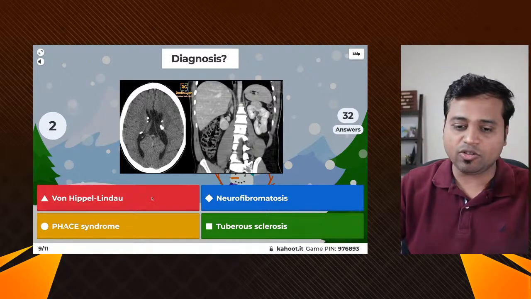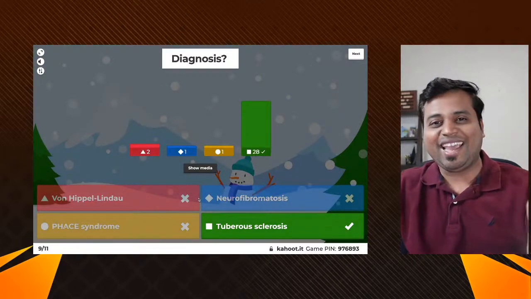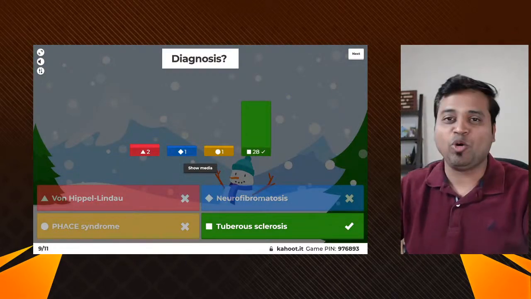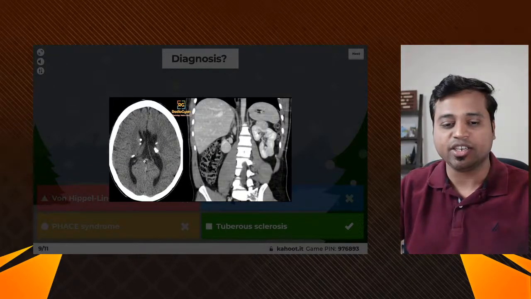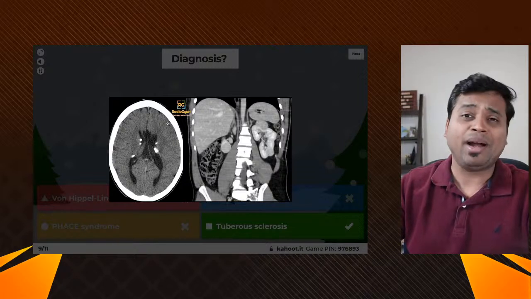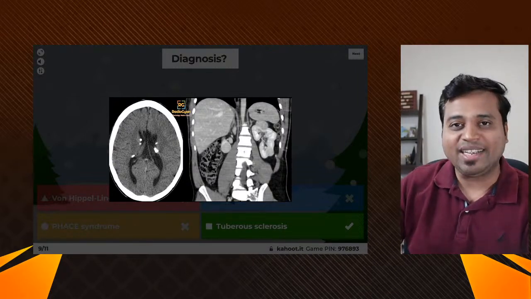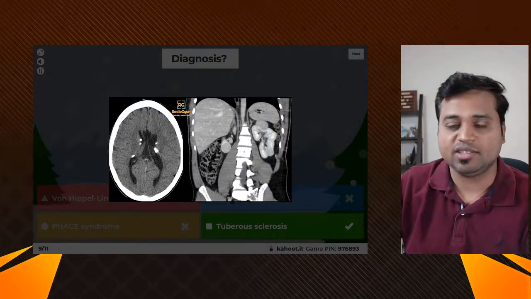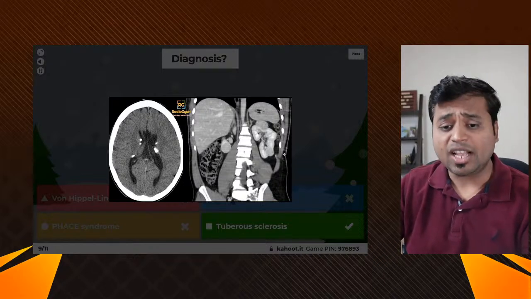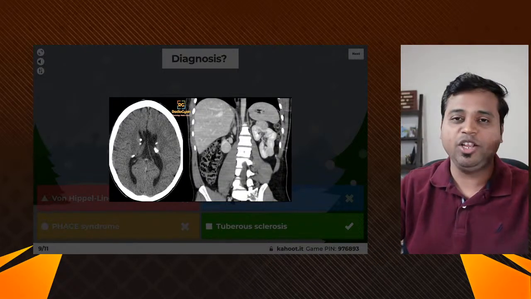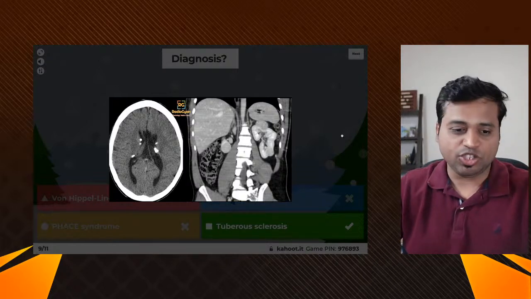So is it von Hippel-Lindau syndrome? Is it neurofibromatosis? Is it Face syndrome? Or is it tuberous sclerosis? Excellent. So 28 of you have rightly pointed out this is tuberous sclerosis. These are subependymal calcifications. That's characteristic for tuberous sclerosis. This patient also had multiple cortical tubers, and on the CT abdomen, they have multiple RCCs, which is known in these patients. So the other findings would include a lymphangiomatosis in the lungs and a sclerotic bone lesion, as the name suggests. So this was tuberous sclerosis.